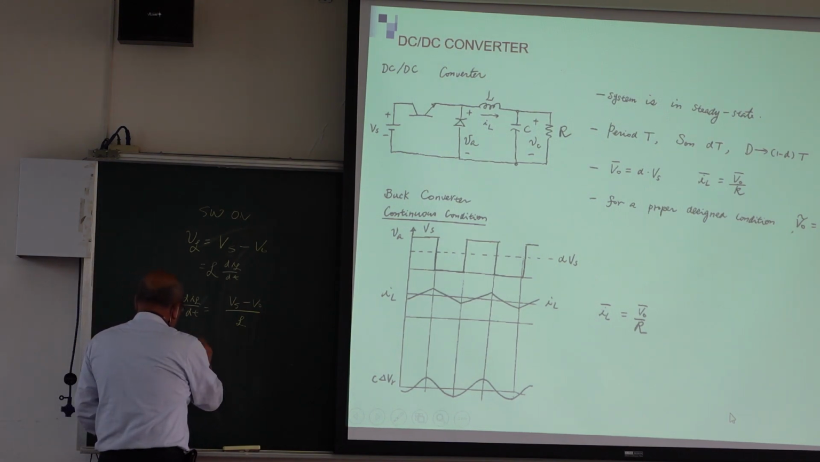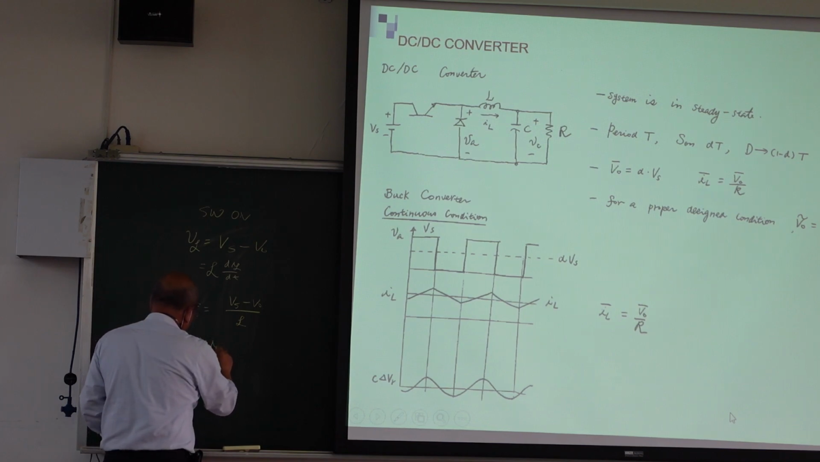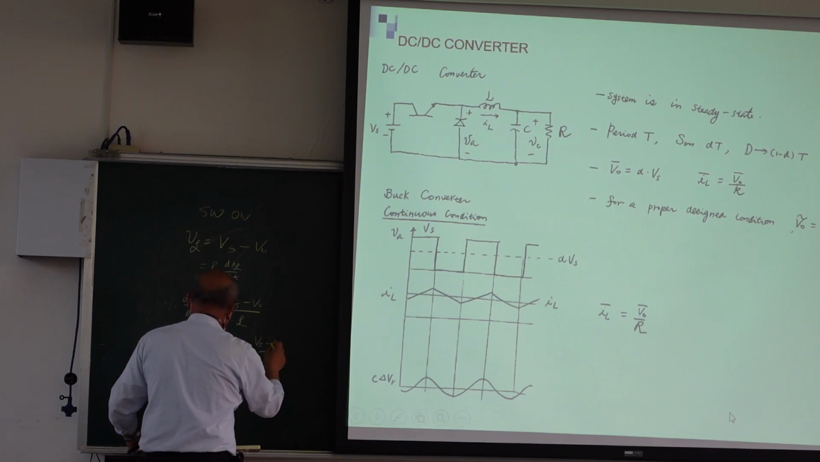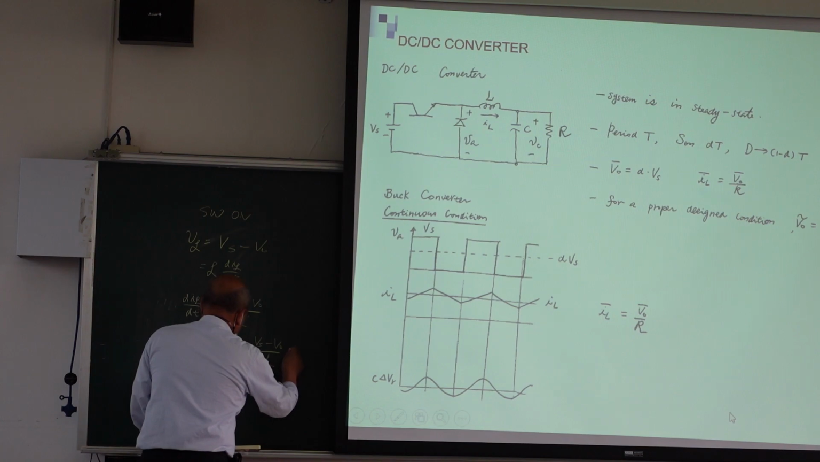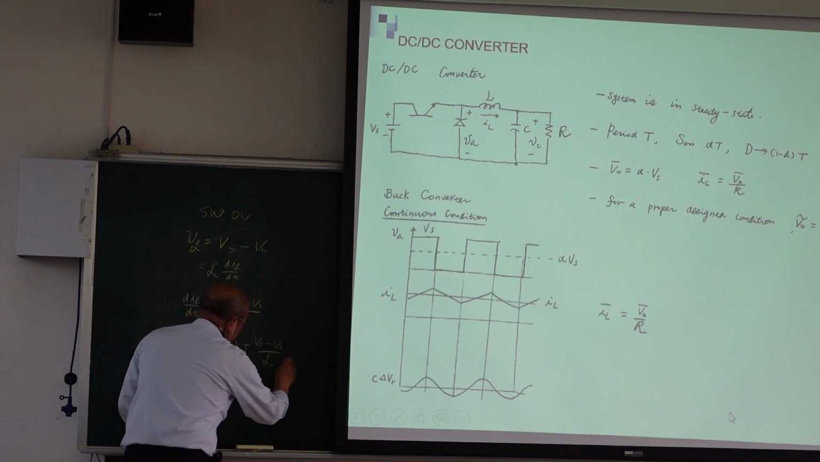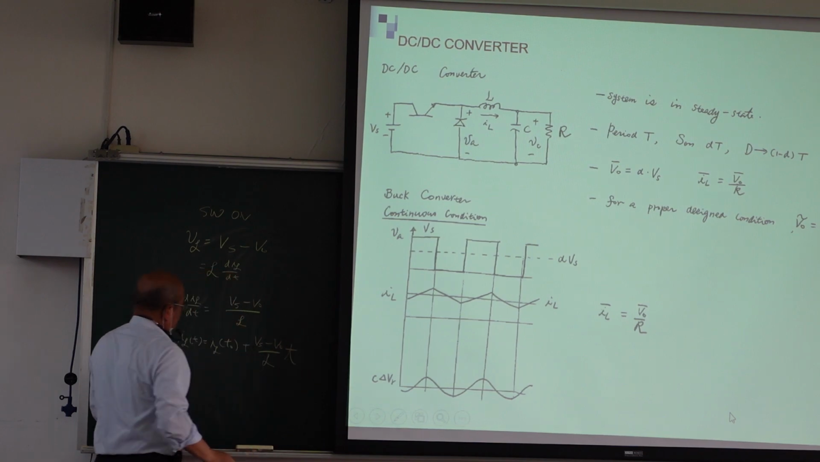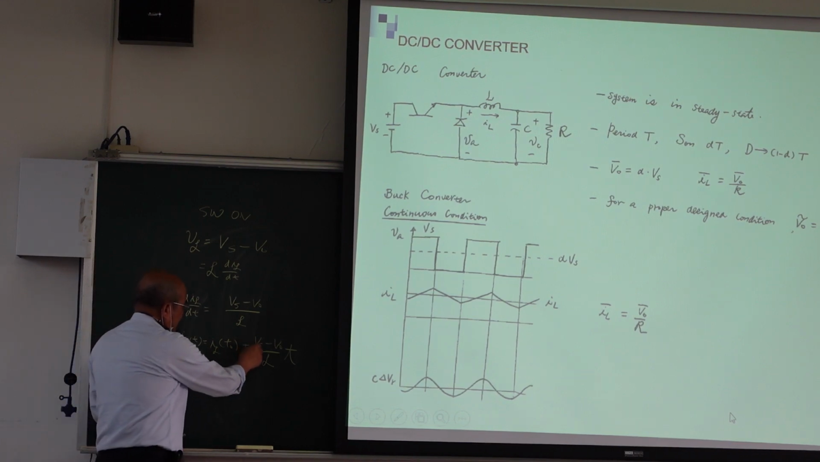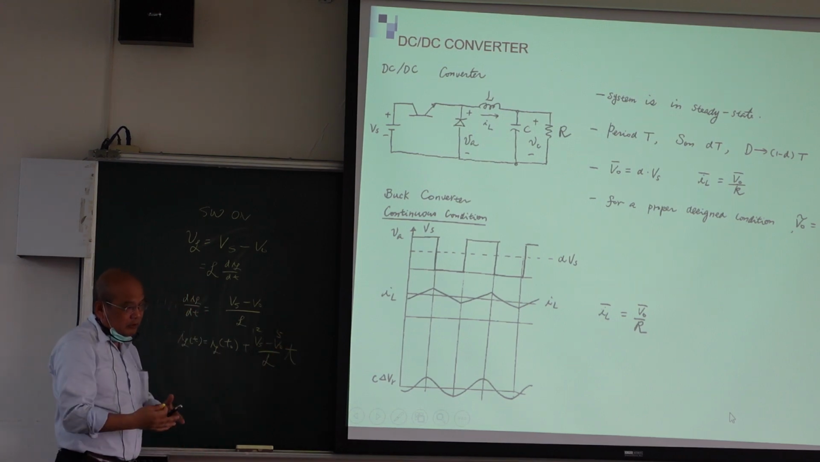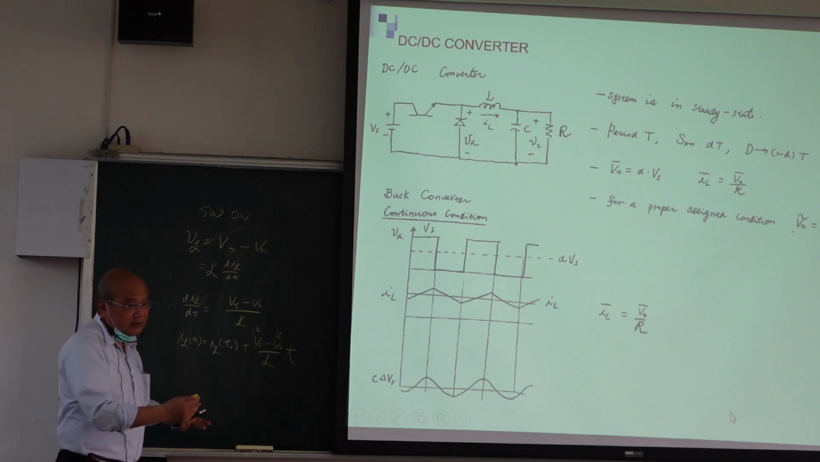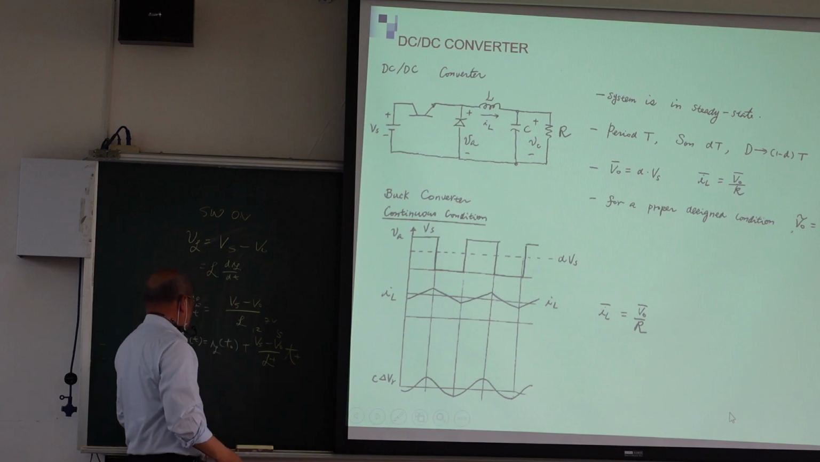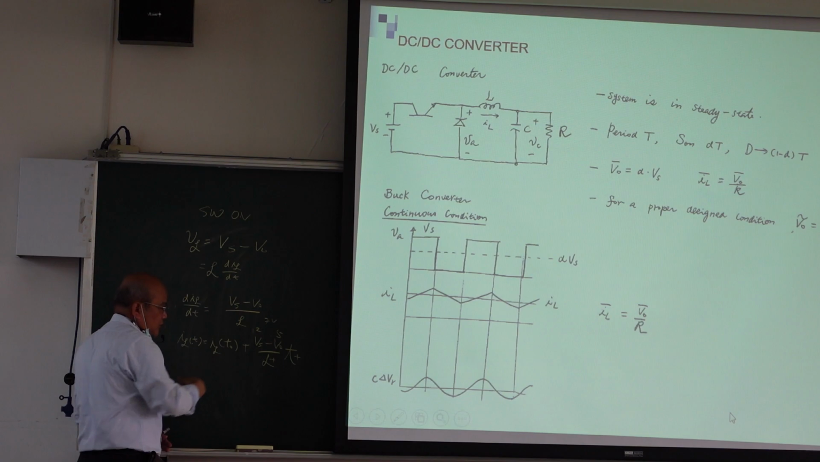So how about IL? It is the initial value plus (VS minus VO) over L, integrated over dt. So the integration of dt becomes t, or delta t. So you can see VS is 12 volt, VO is 5 volt. 12 volt minus 5 volt becomes what? 7 volt. So this is 7 volt. This is positive, t is positive. So do you think this one is increasing or decreasing?